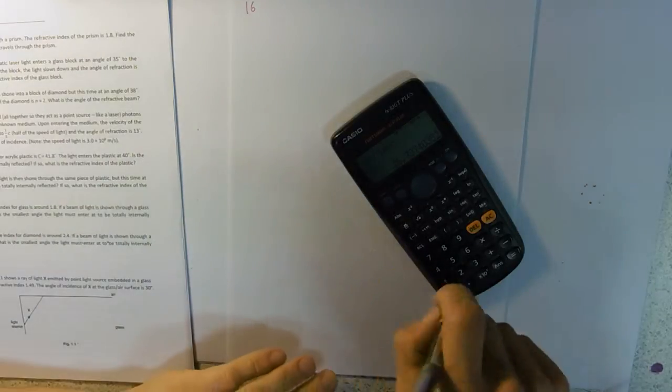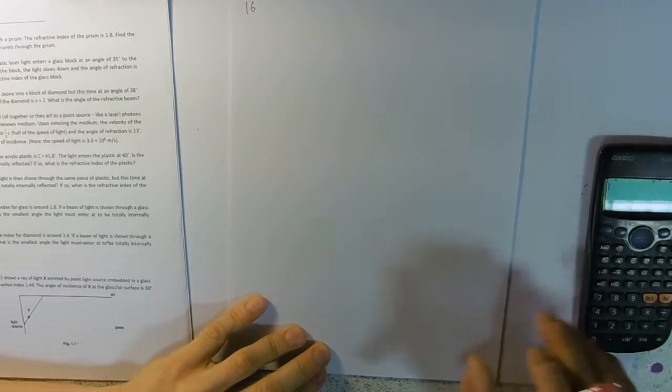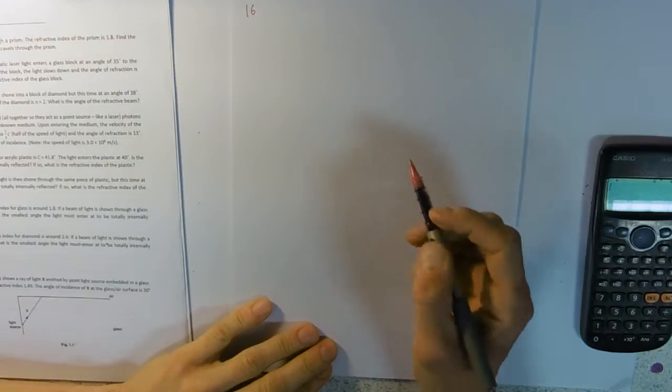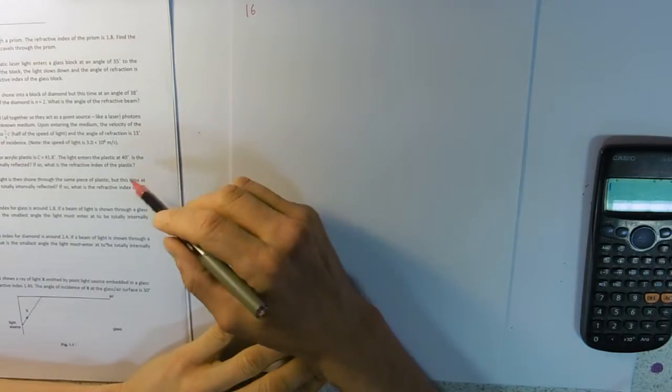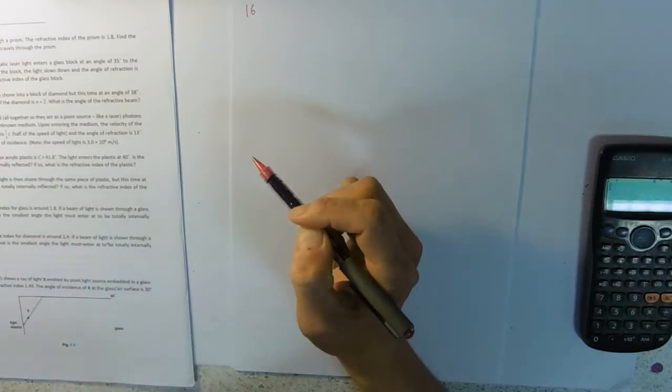Physics maths questions, and we're on to question 16. It says the critical angle for acrylic plastic is 41.8 degrees and the light enters at 40 degrees. Is the beam totally internally reflected?